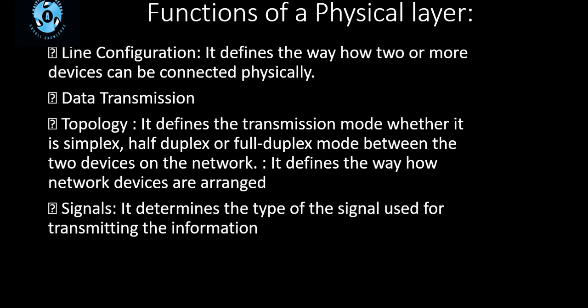The physical layer has the following functions, like line configuration: how many devices have to be connected, how they have to be connected, and how the data has to be transferred. That we call the topology. It also covers whether it is full duplex, half duplex or simplex. Simplex means one-way communication. Half duplex means both sender and receiver can communicate, but not at the same time. Full duplex means both sender and receiver can communicate at the same time. So these are the functions of the physical layer.